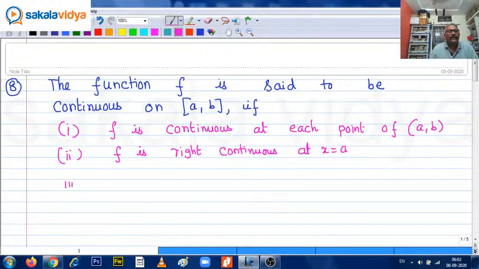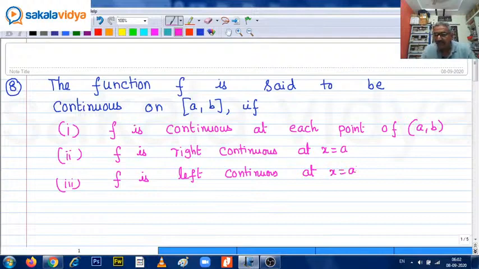And third point, f should be left continuous. f is left continuous at x equals a. Then only we say that the function f is said to be continuous on the closed interval [a, b]. Closed [a, b] means on open (a, b), at every point it should be continuous.